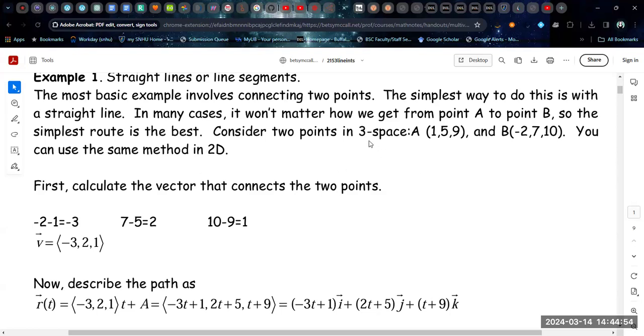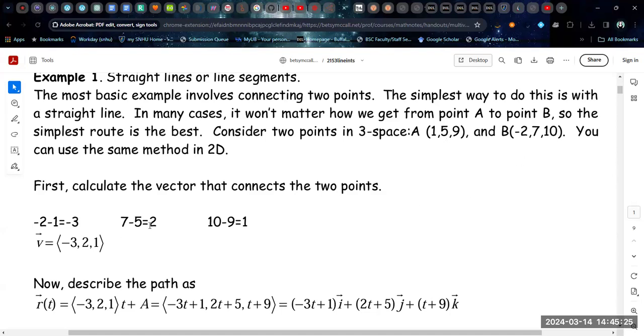So our example in 3 dimensions is going to be point A is (1, 5, 9) and point B is (-2, 7, 10), and we want to follow the line segment from point A to point B. So first, we're going to calculate the vector that connects the 2 points. So the change in X, the change in Y, and the change in Z. So second point minus first point, there's a -3 change in X.